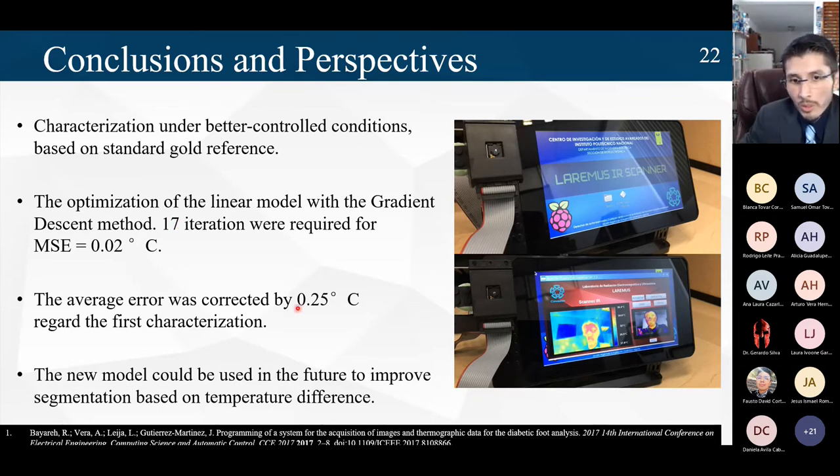So the average error was also corrected by almost a quarter of a degree with respect to the first model, which is a big step for us, because as a perspective, we can see in this image the prototype that was developed at that time. It is intended in the coming years to perform clinical validation and to validate our studies, not only in temperature difference qualification, but also to support a quantitative study in temperature differences and automatic segmentation, for which numerical data is very important. So this new model will be used in the future to improve the segmentation, also based on temperature differences, which is the main expertise of our research line involved in this paper.